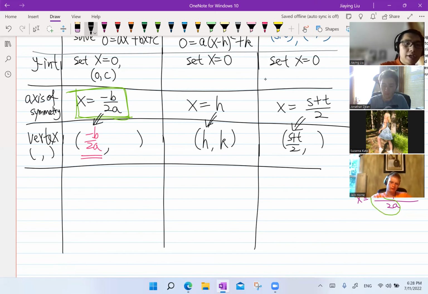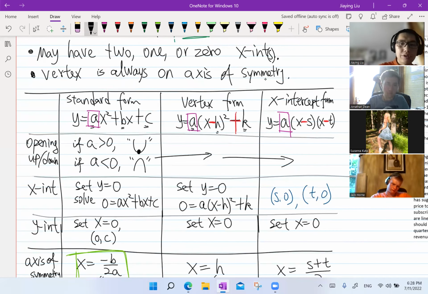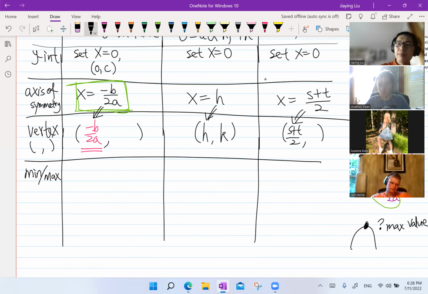So the next thing I have is called minimum or maximum. It depends on what the graph is. If we have a parabola that's U-shaped, we have a minimum. But if we have an upside down U shape, then we're going to have a maximum, right? Depends on what it is. But how do we figure out the minimum or maximum value of the graph? If the graph looks like this, what is the maximum value from the graph? What is the highest y value we could get? Well, the minimum or maximum happens where the vertex is. So it's located at the vertex. But how do we get the value from there?